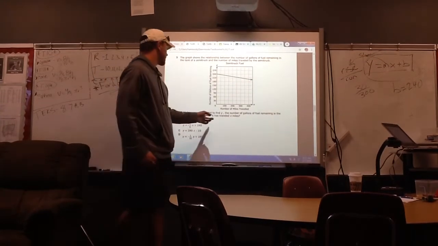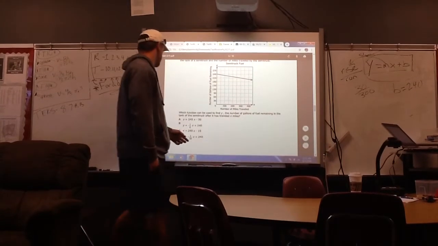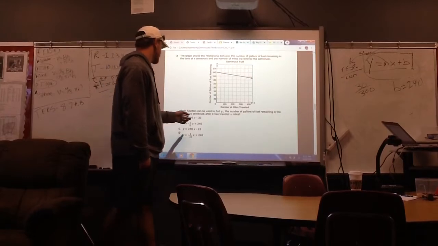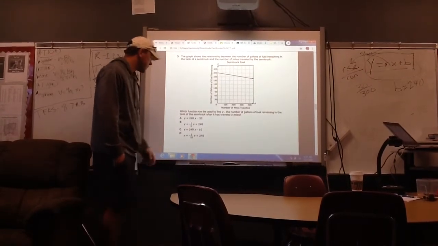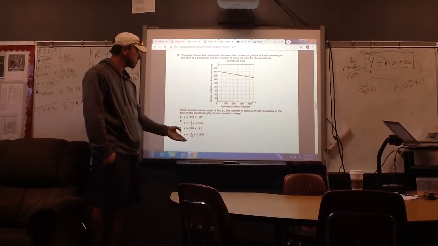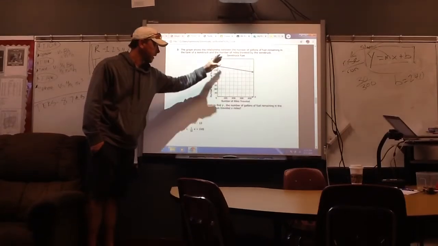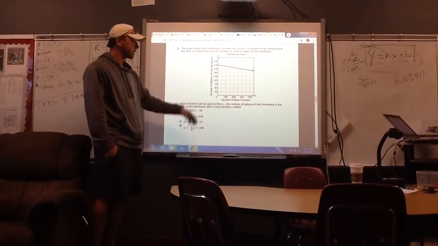Now, which function can be used to find y, the number of gallons of fuel remaining in the tank of the semi-truck after it's traveled x amount of miles? Guys, this is just which linear equation will work for this graph. Here's the graph. This is the graph to use. You figure out the linear equation.